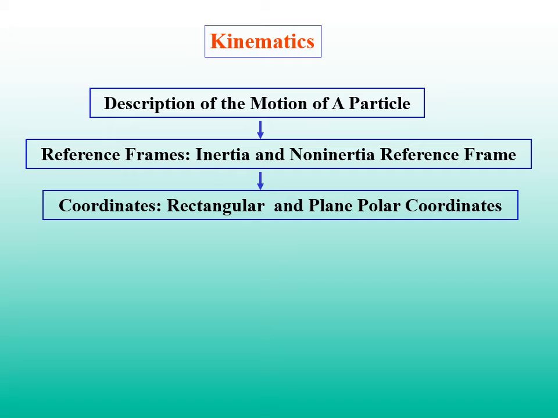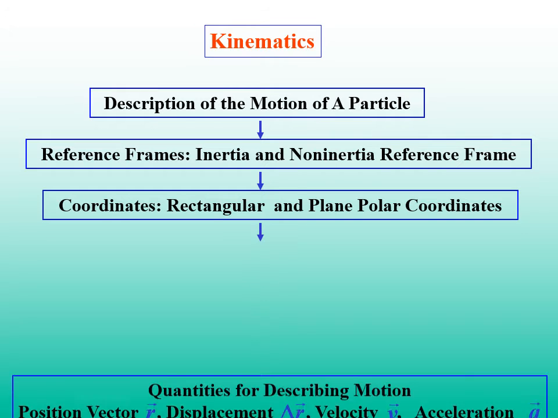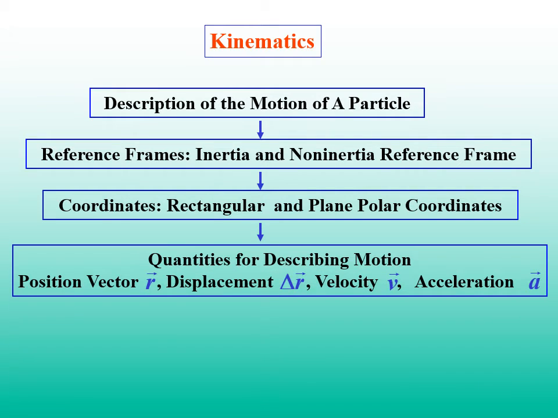And then, we set a coordinate so that we are able to use mathematical tools like calculus to make analysis of the motion. Rectangular coordinate and polar coordinates are two of them we frequently use. Now, we have position vector. We know displacement delta r. We define velocity as the change rate of displacement with time. It is the derivative of delta r with respect to time t.